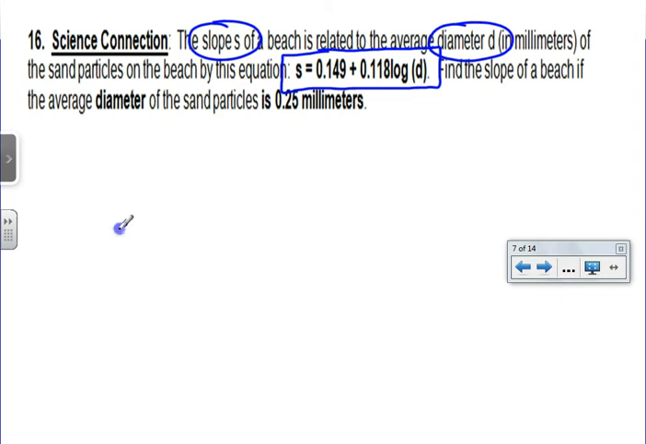So the question is, find the slope of a beach if the average diameter of a sand particle is 0.25 millimeters. Now this was a diameter of 0.25, so when I look at my equation, I just have to identify which variable I'm supposed to substitute the 0.25 in.